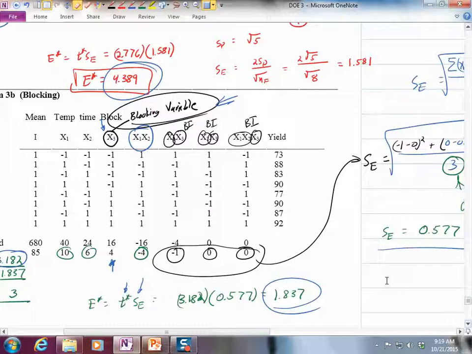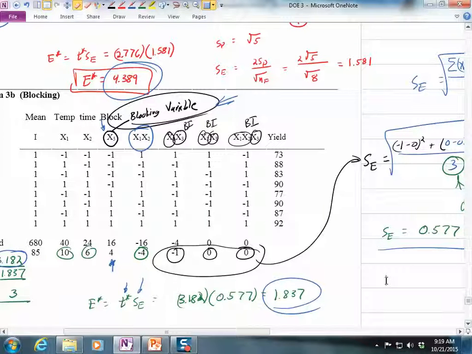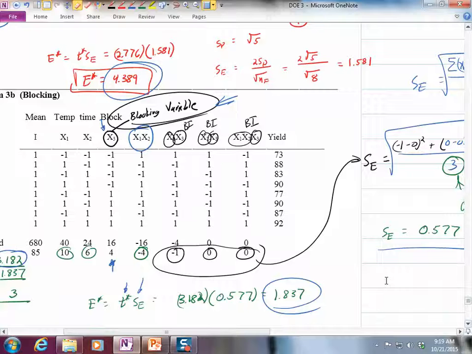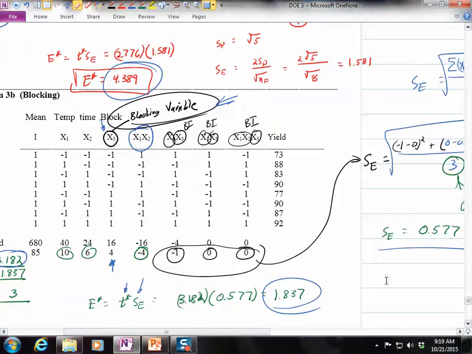What does this new E-star tell us about the effect of the block? What does E-star tell us about the effect of the block? Block effect is greater than E-star, so we would say it's significant, which means the effect of that blocking variable is discernible from noise. So it really is having an effect.